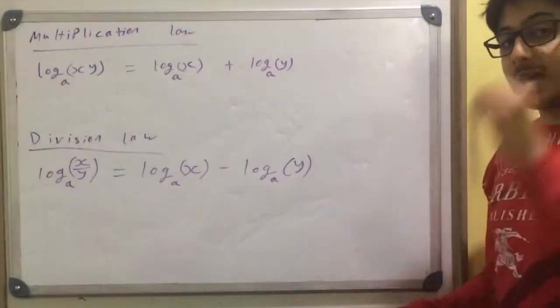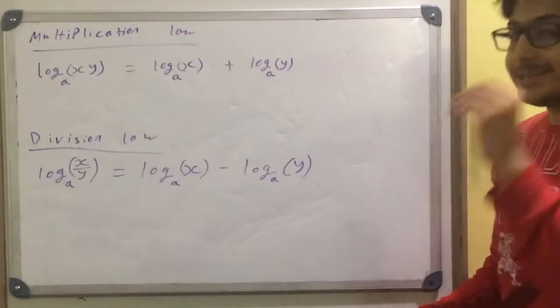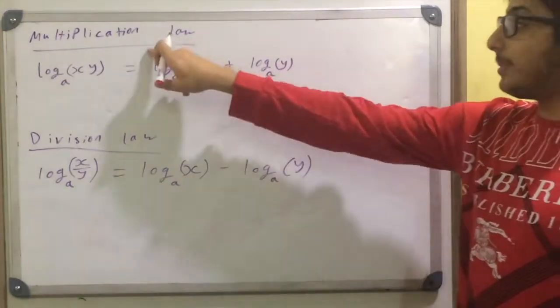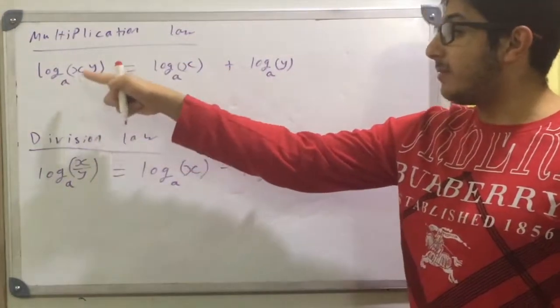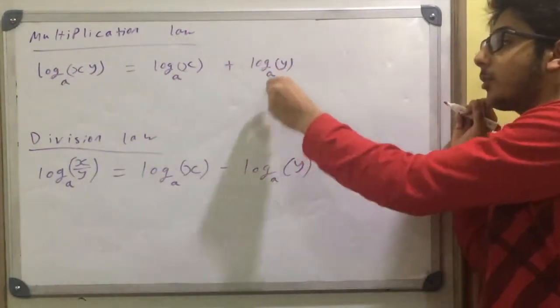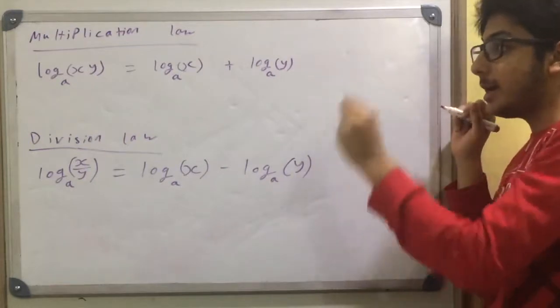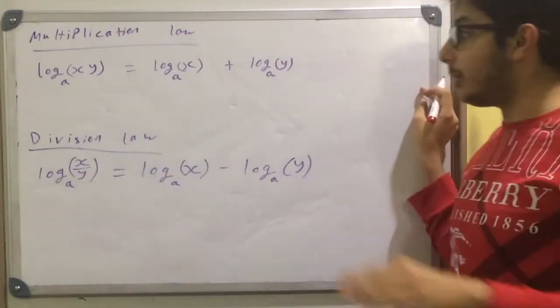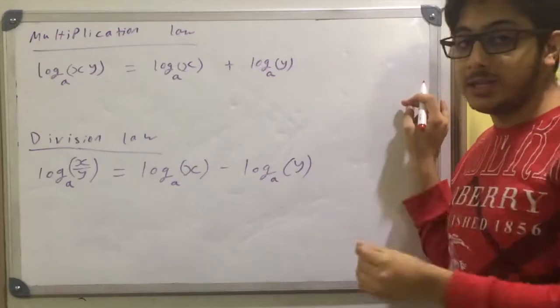Okay, now on to the rules and laws of logarithms, which are essential. The multiplication law: logarithm base a of xy is equal to logarithm base a of x plus logarithm base a of y. You need to memorize all these laws, all these rules, if you want any chance of passing your exam.